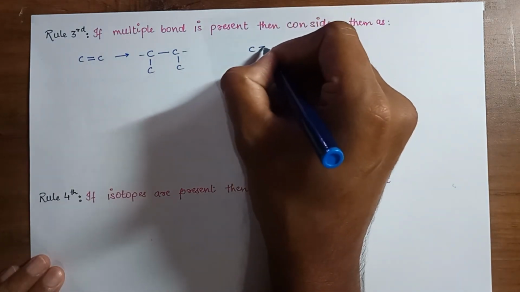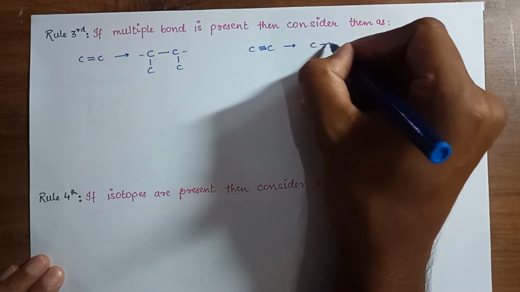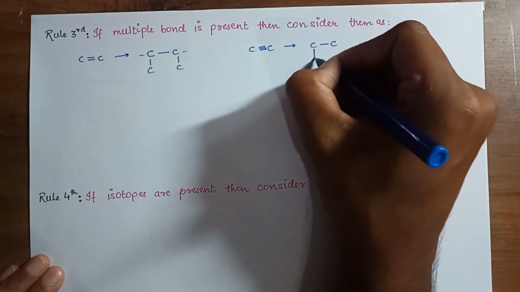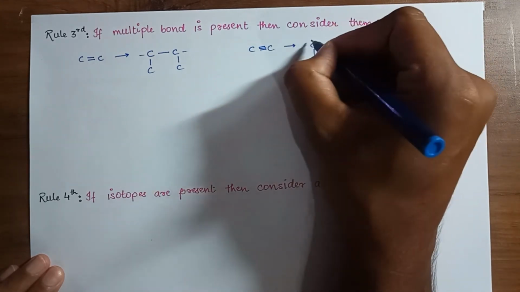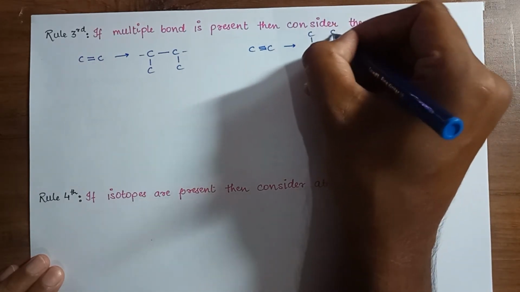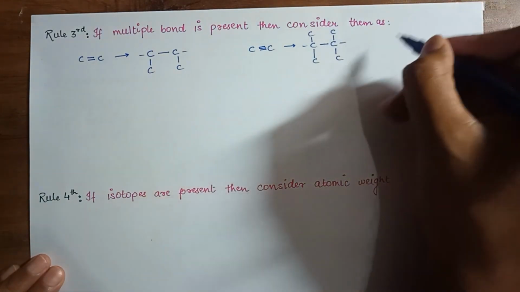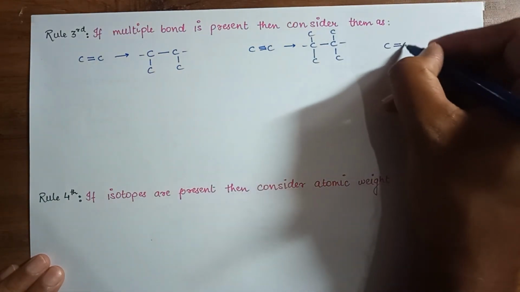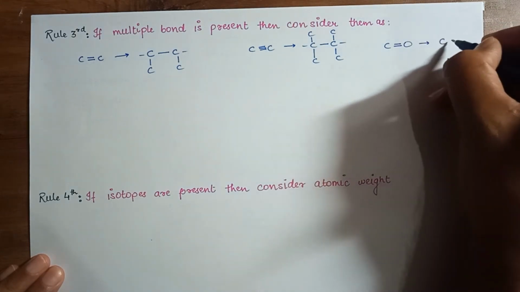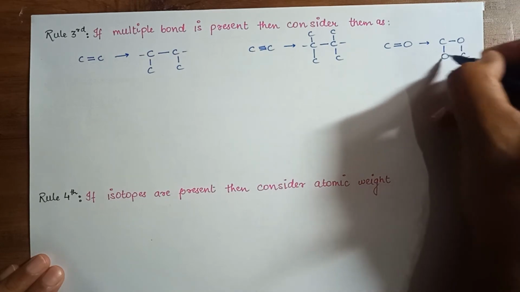Next, C triple bond C. So first break one bond, write C, break another bond, write C, and attach carbon. Clear? The next, C double bond O. What you have to do? Simple, break the bonds. With O attach C, with carbon attach O.